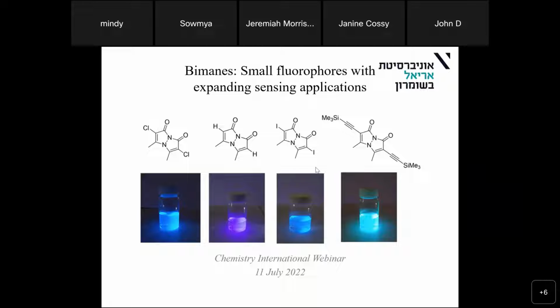And so these are the general structures that I'm showing here, and I'll talk briefly today about how these fluorophores can be used for a variety of sensing applications, many of which we've published already together, and some exciting work that we're still working on. And so here I'm showing just 4 examples of this core structure substituted with different groups at the termini of the bimane, so dichloro or diproto, diiodo, or this trimethylsilyl acetylene. And you can see even that substitution has a marked effect on the photophysical properties of the resulting bimane solutions.